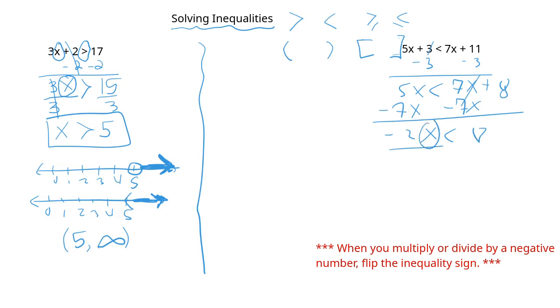Now I've got to divide by negative 2 on each side. So x, and this is where that rule comes in. I'm going to flip that. So now x is greater than negative 4.